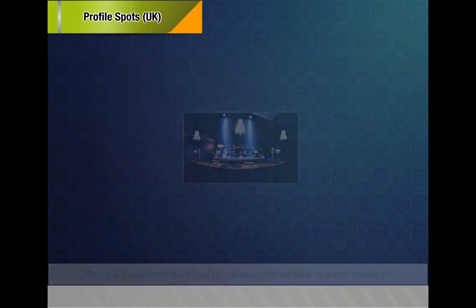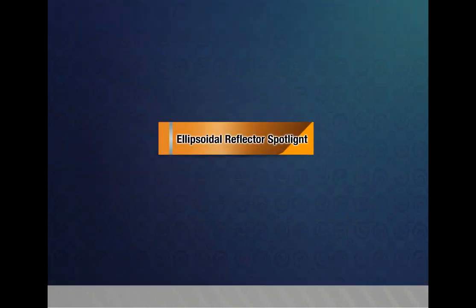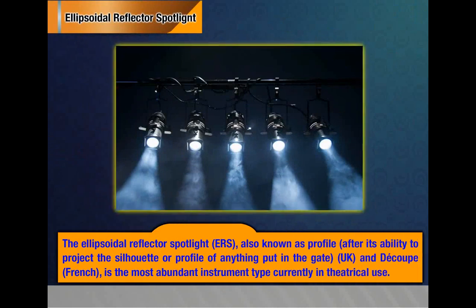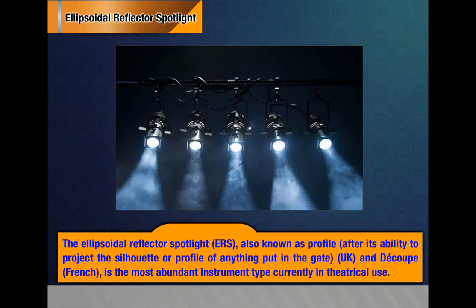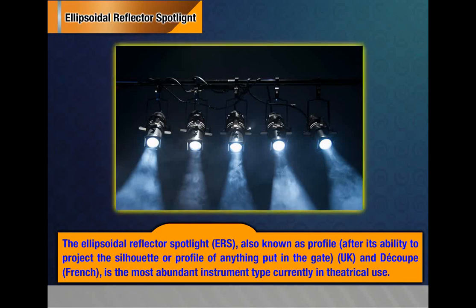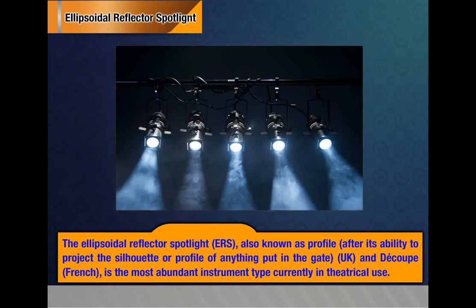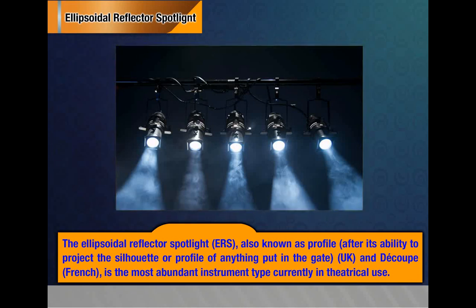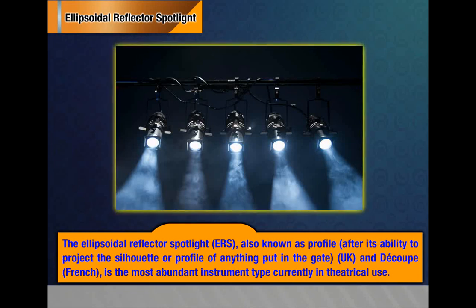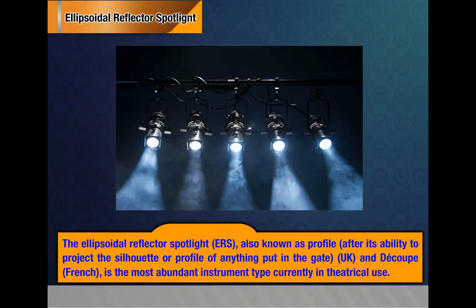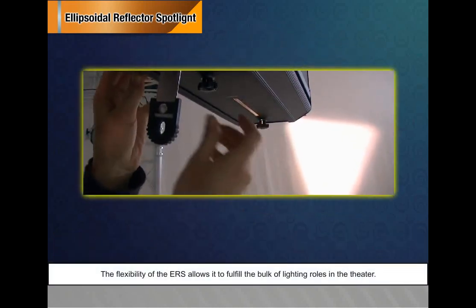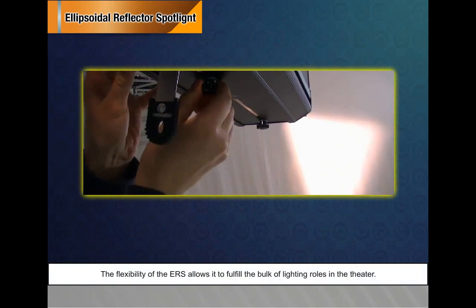Ellipsoidal reflector spotlight. The ellipsoidal reflector spotlight, that is ERS, also known as profile (UK) after its ability to project the silhouette or profile of anything put in the gate, and decoupe (French), is the most abundant instrument type currently used in theatrical use. The flexibility of the ERS allows it to fulfill the bulk of lighting roles in the theater.